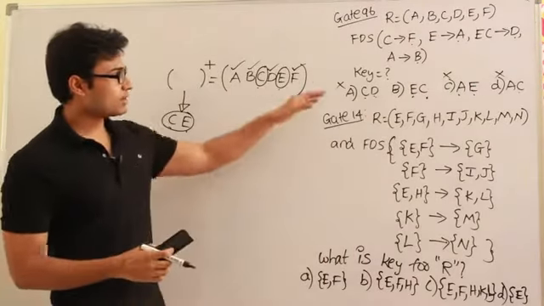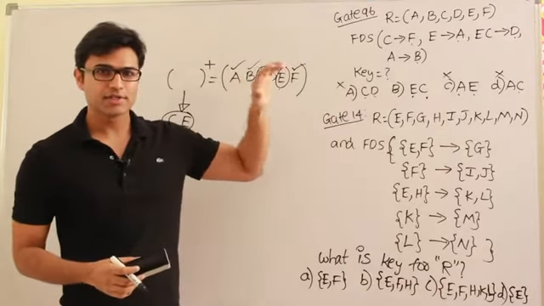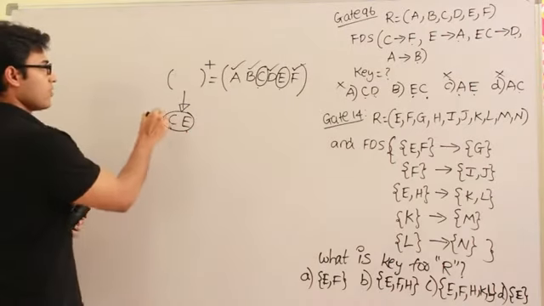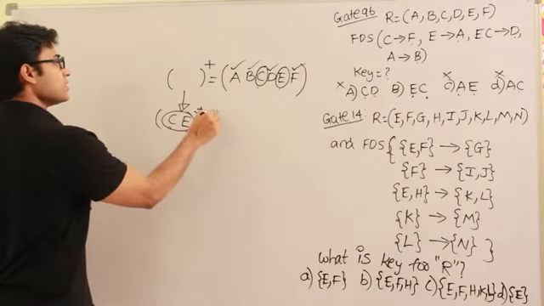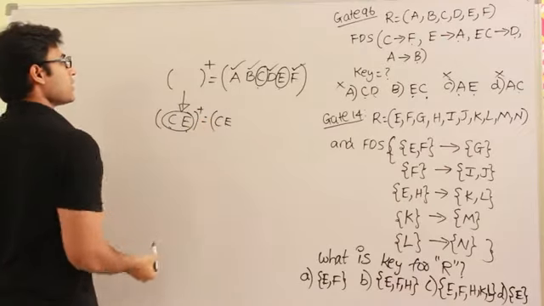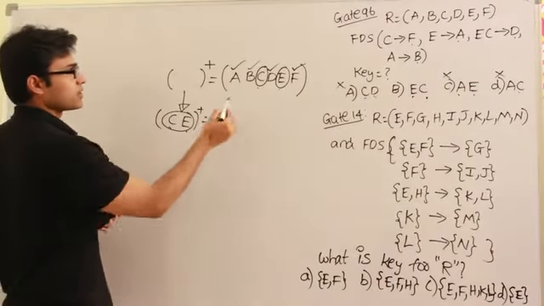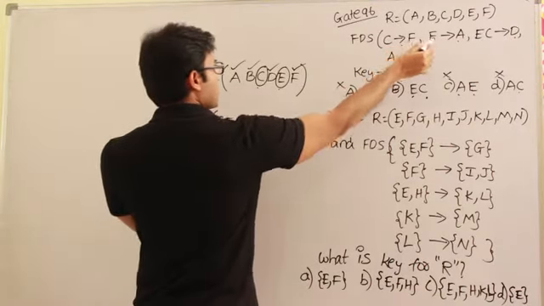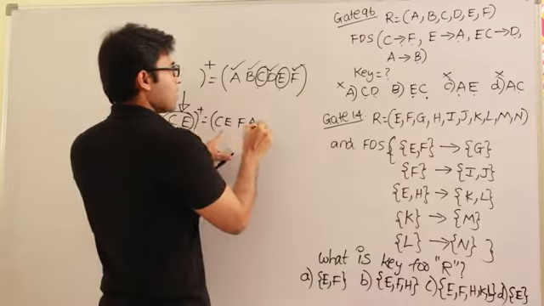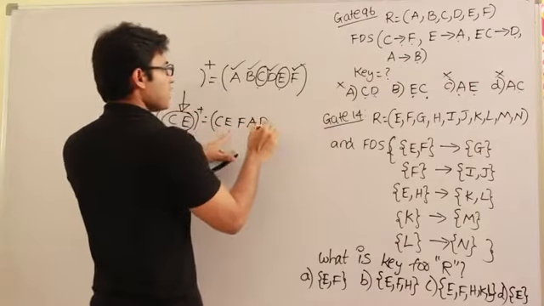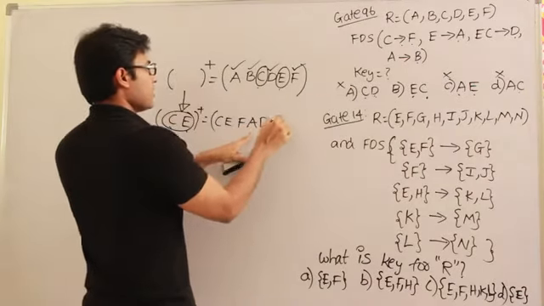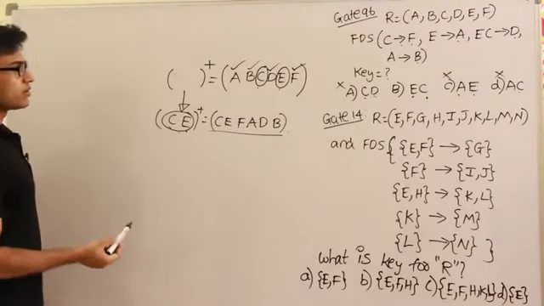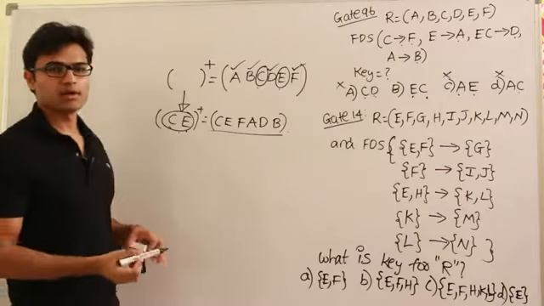In order to answer this question I can mark it as the answer, but in general you should not say that it is a key unless you find out the closure. Now I want to find out the closure of CE. What does CE plus contain? One, you add CE, and because of C, F gets added. Because of E, A gets added, and because of CE, D gets added, and because of A, B gets added. Therefore I covered all of them. So CE is going to be the candidate key for this table.